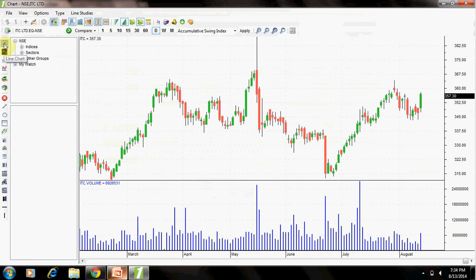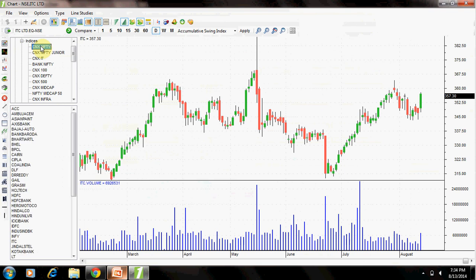Some of you must be interested in line charts or candlesticks. It is up to you. Now here are the indices. Press CNX Nifty, which is the top 50 companies. If you don't find any patterns in the top 50 companies, at maximum you can go up to the top 100 companies. But I recommend you go with Nifty.